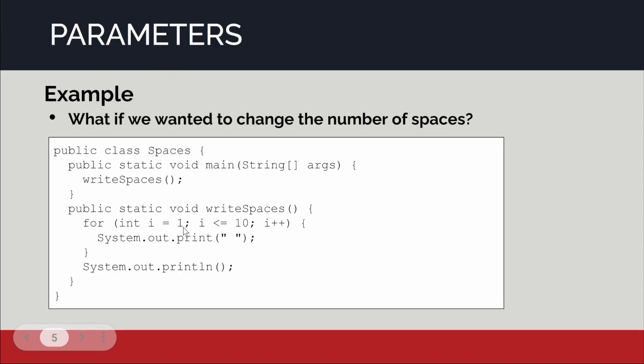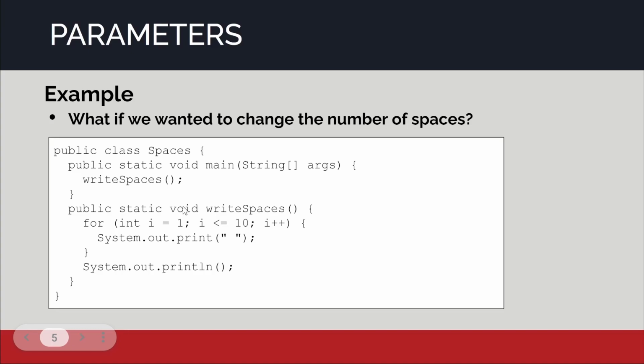We start at i, and as long as i is less than or equal to 10, we execute the body of this for loop. After each time we execute, we increment by 1. And all we do is we print out spaces. So since we go from 1 to 10, we're going to print 10 spaces. And at the end, they're all going to be on the same line because we're using print. At the end, we do a println. This is outside the body of the for loop. So we'll have 10 spaces, and then we'll start a new line.